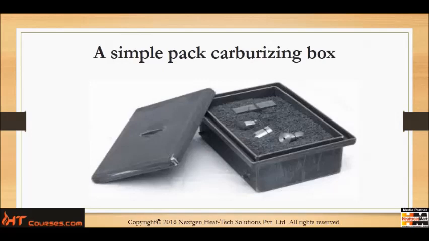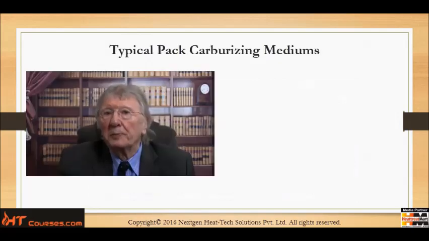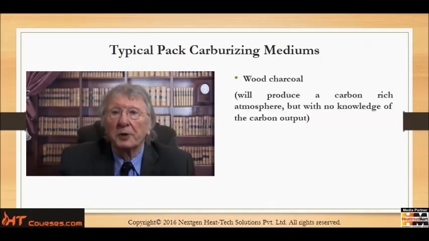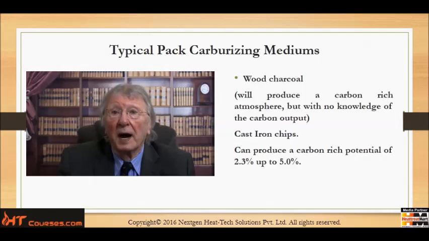This shows the simple carburizing box with the components being immersed into the pack carburizing granulate and the furnace lid. Typical pack carburizing mediums: wood charcoal, which will produce a carbon-rich atmosphere but with no knowledge of the carbon output. Cast iron chips can produce a very rich carbon potential of approximately 2.3 up to 5% surface carbon.